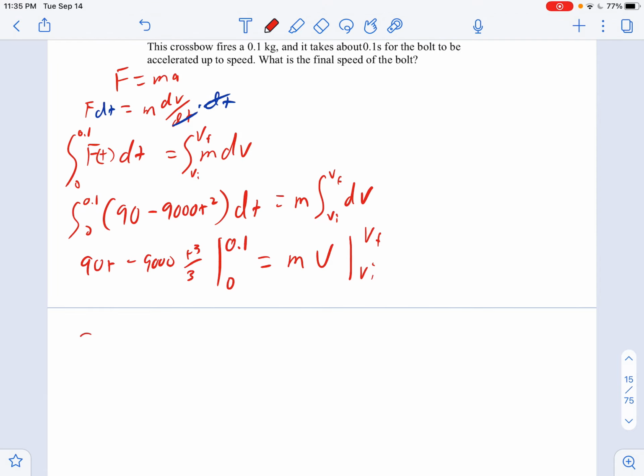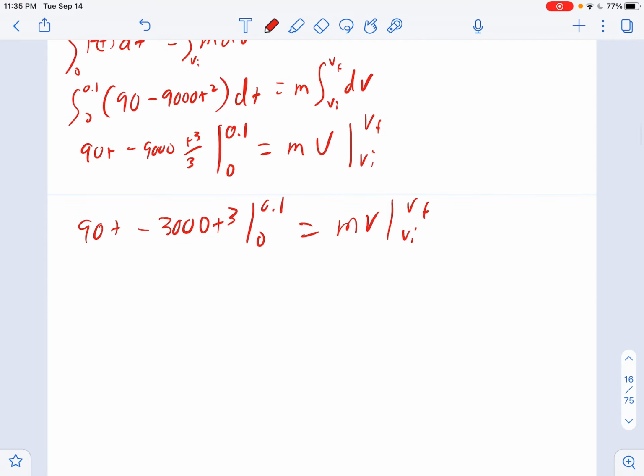All right, a little simplification. 9,000 over 3 would be 3,000 t to the third power, from 0 to 0.1, is equal to mv from vi to vf. Some good news here is that when we fire the crossbow, the bolt is initially at rest. So if I evaluate over here, I got 90 times 0.1 minus 3,000 times 0.1 cubed. 90 times 0 is 0, and 3,000 times 0 cubed is still just 0, so there's nothing going on at 0. That's kind of nice.